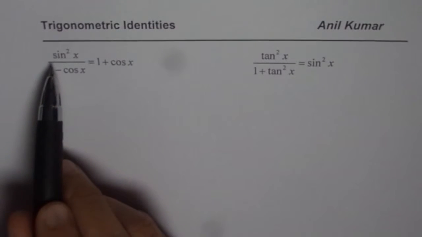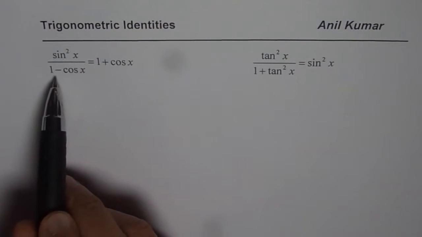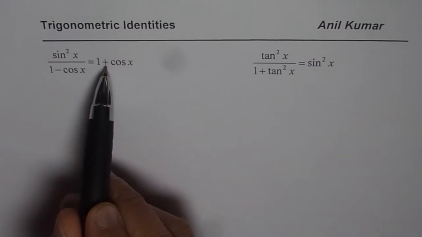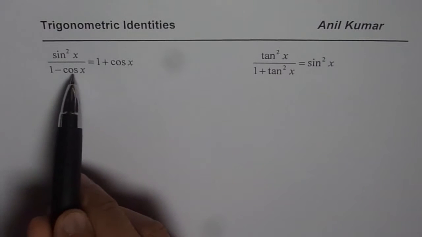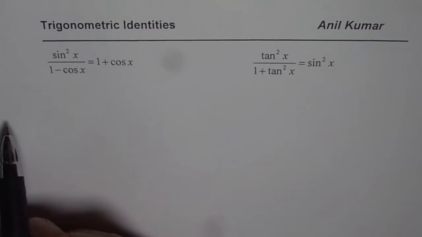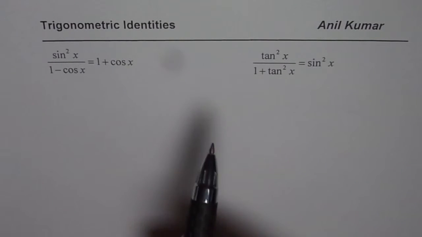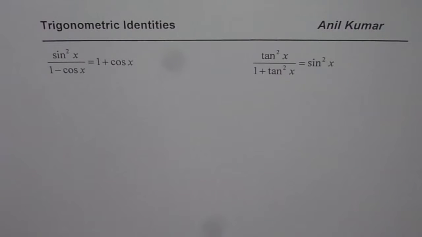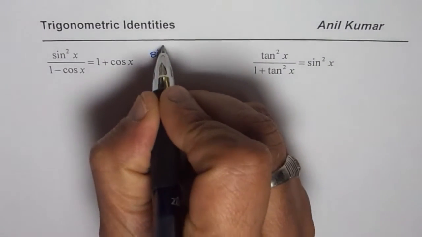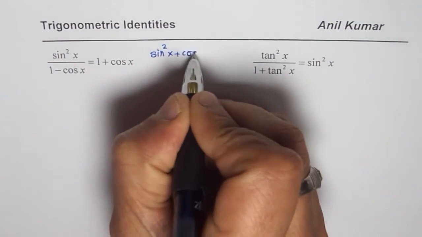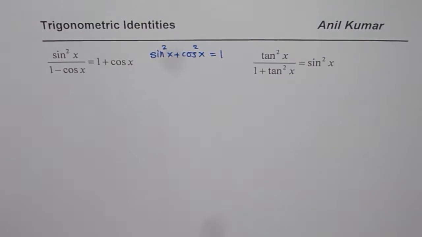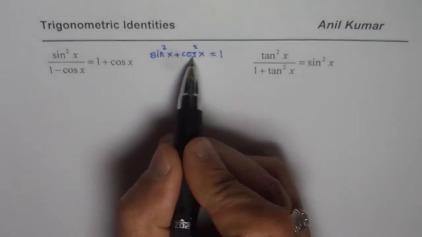Here we are given the numerator sine square x, in the denominator 1 minus cos x. What we need is 1 plus cos x. Now 1 minus cos x times 1 plus cos x gives you sine square x. Let us see how. We are going to use the Pythagorean identity, which is sine square x plus cos square x equals 1, right? So I can write sine square x as 1 minus cos square x.